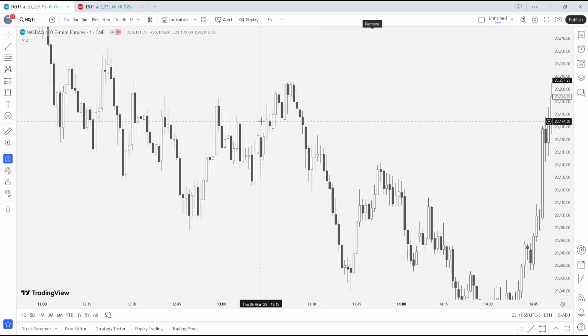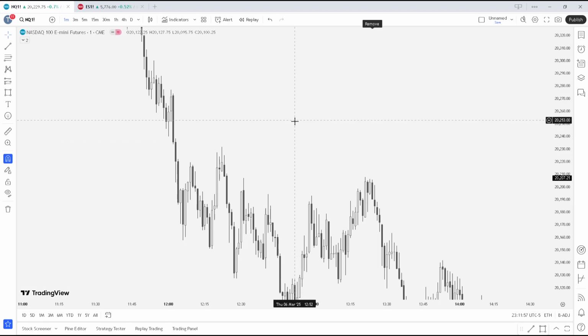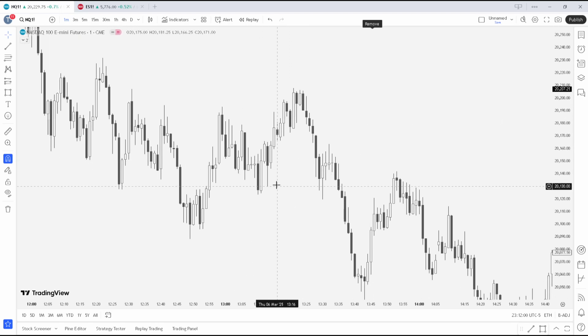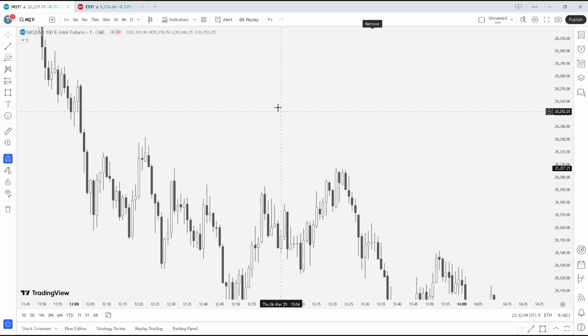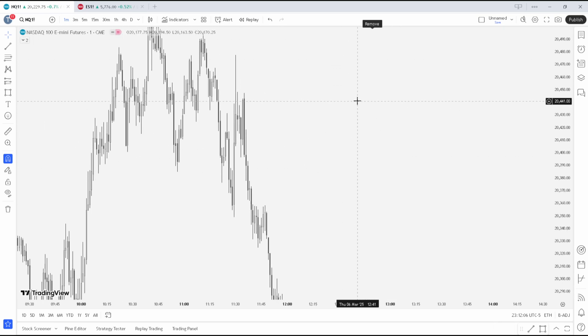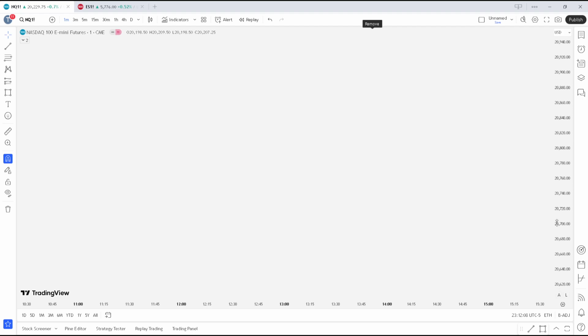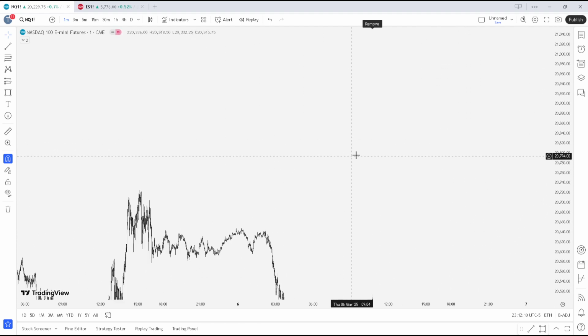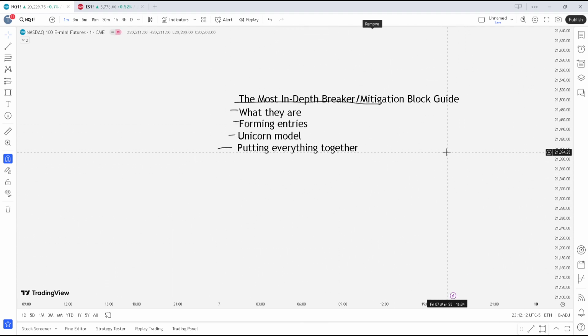But as I said, I don't really use mitigation blocks. I don't like to use them. I prefer to stick with breaker blocks because that's just what I find most comfortable using. So let's go on to our next topic, forming entries.